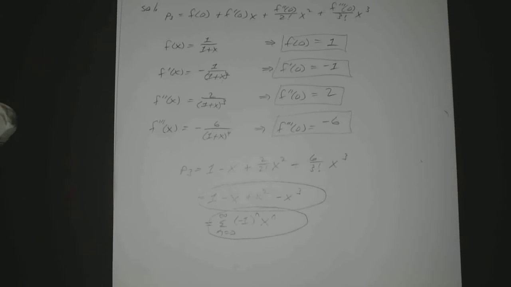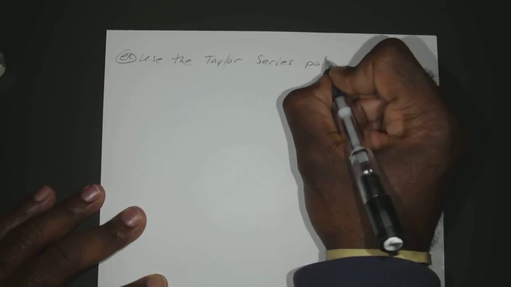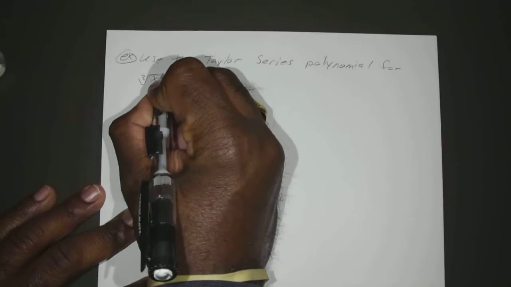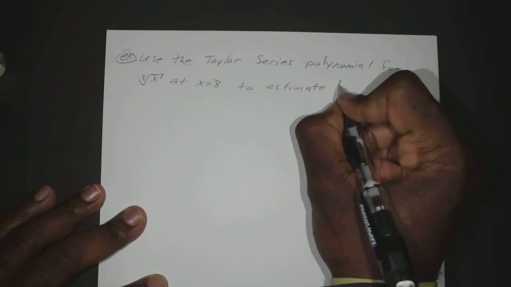All right, so I'll do one more example. Okay, so what if we wanted to use the Taylor series polynomial for the cube root of x at x equals 8 to estimate the cube root of 10.